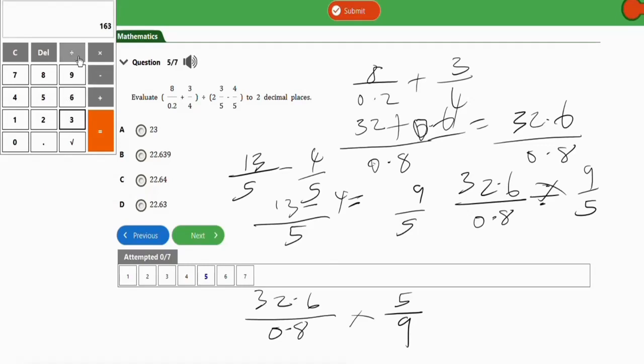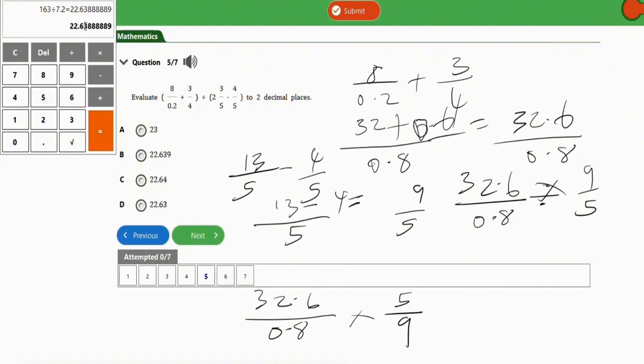So it will now be 163 divided by 7.2. What will be the output? Equal to 22.63888889. I have to leave the answer to two decimal places.